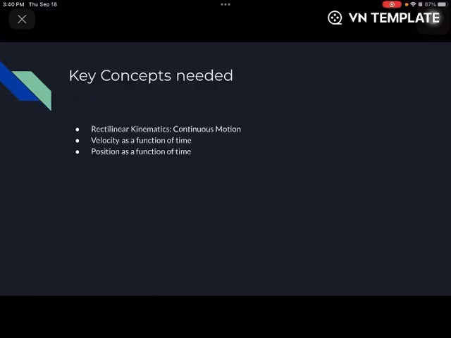In order to solve this problem, I need to apply some key concepts. First off, rectilinear kinematics in terms of continuous motion, since the car is traveling along a straight line. Then I need to apply the concept of velocity and position as functions of time in order to solve for position, since velocity and time are given.